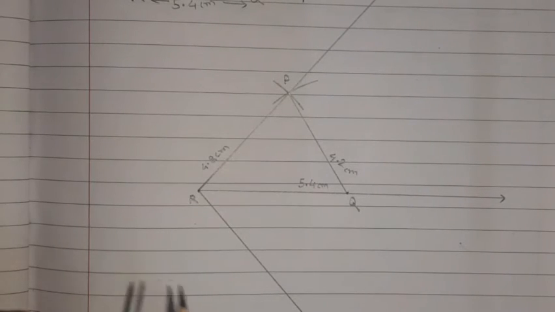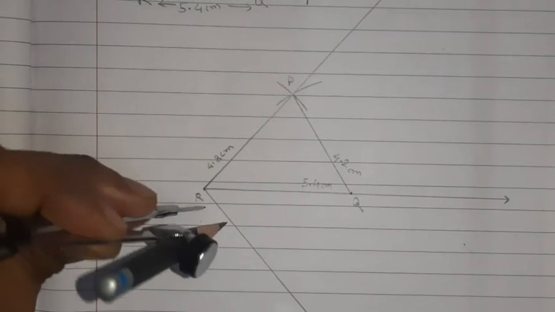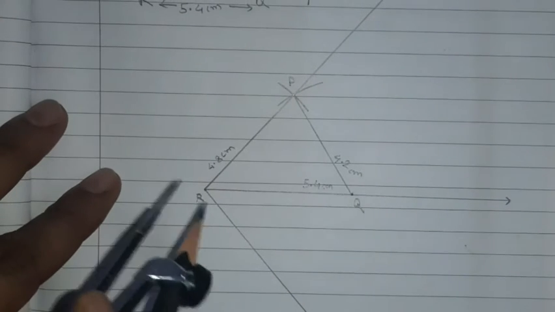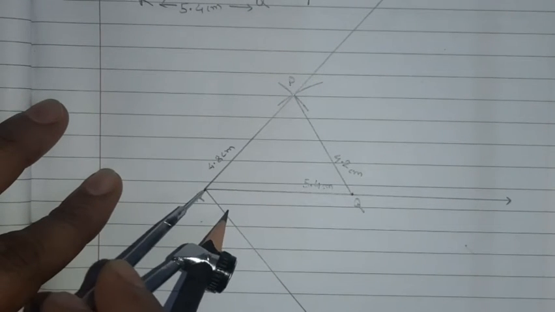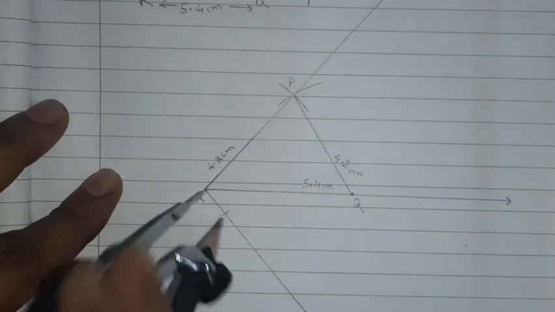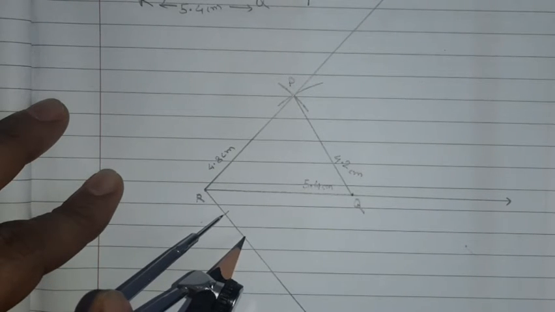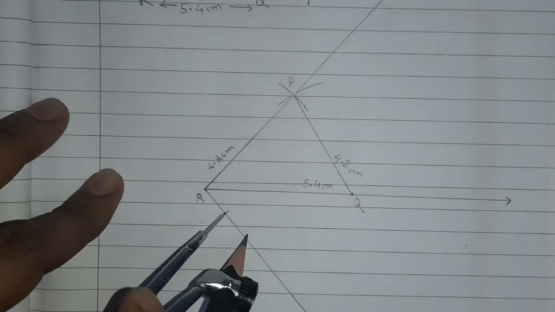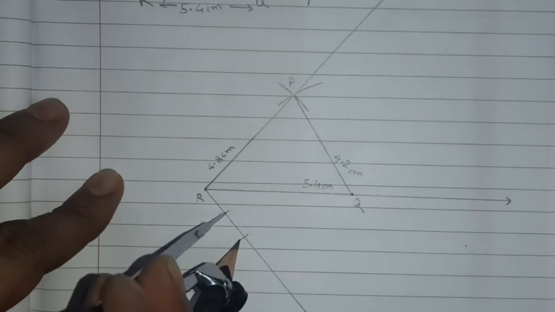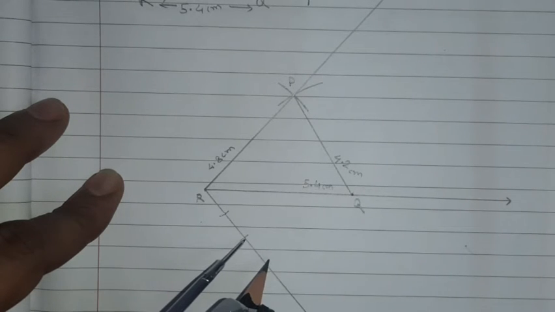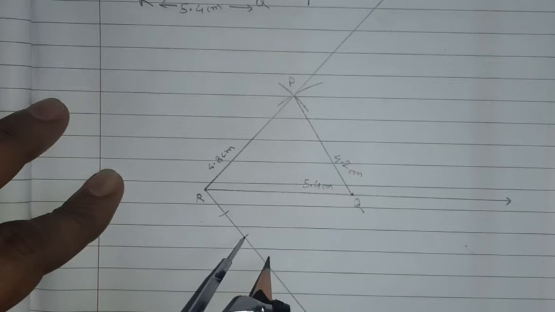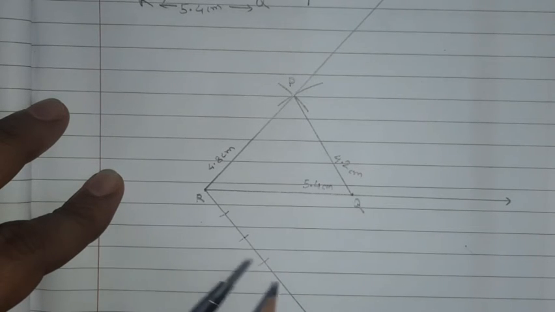Take a sufficient distance in compass. Put the metal point on a point R like this. This is one arc. Keep the same distance. Put the metal point on this arc and make another arc. Keep the same distance and from this arc make another arc like this.